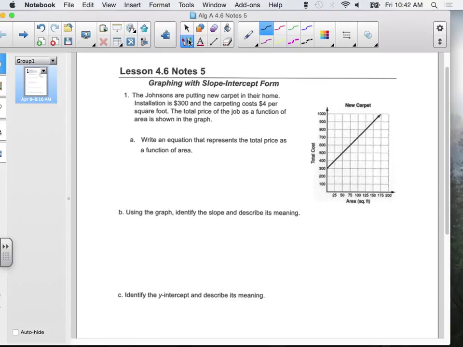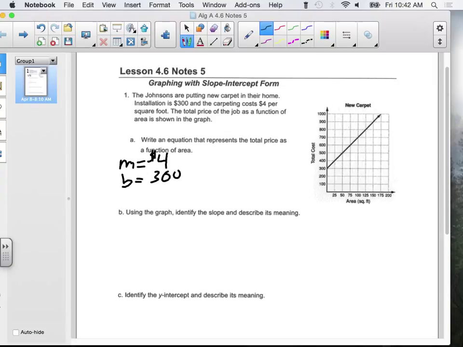Yep, we have to find our M and our B. M equals, B equals. So what's our M in this situation? $4. And what's our B? 300. And where do you guys get those? The installation is $300 and the carpeting costs $4 per square foot.